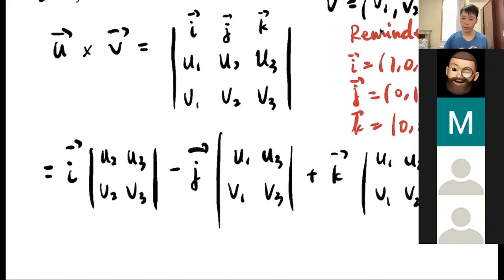Now you see why it returns a vector. When you do the 2 by 2 determinant, this is a number, this is a number, and this is also a number. So you have a number times the vector i, which determines the x dimension. This number determines the y dimension, and this number determines the z dimension. So that is the cross product.